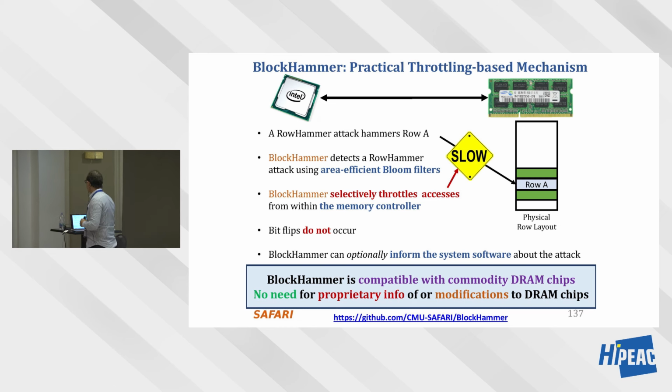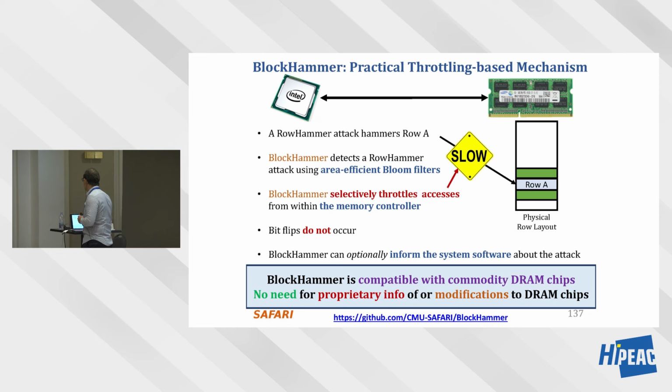Basically, BlockHammer selectively throttles accesses from within the memory controller. If an access is going to a row that we think is going to cause bit flips to victim rows, we stop access to that row. That's the idea. And you can do this securely. You can prove the security guarantees.